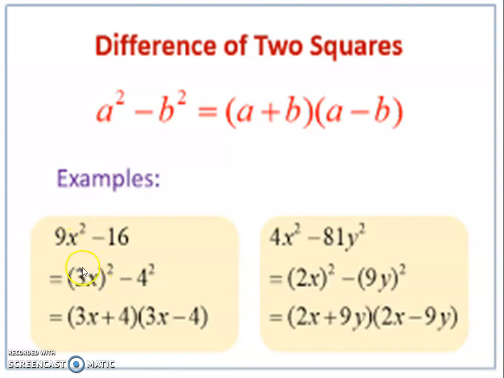So 9 is the perfect square of 3, x² is the perfect square of x, so (3x)². 16 is obviously the perfect square of 4, so we can write 4². We equate: a² is equal to (3x)², b² is equal to 4². Always remember that in this formula a and b must take a positive sign, because the first bracket is positive and the second bracket is negative. That's why a is 3x only and b is 4 only. So we take 3x + 4 in the first bracket and 3x − 4 in the second bracket.